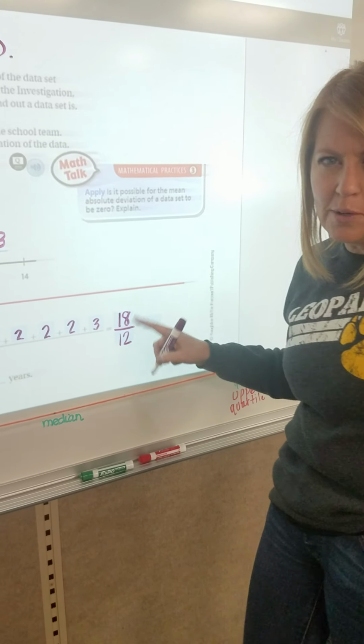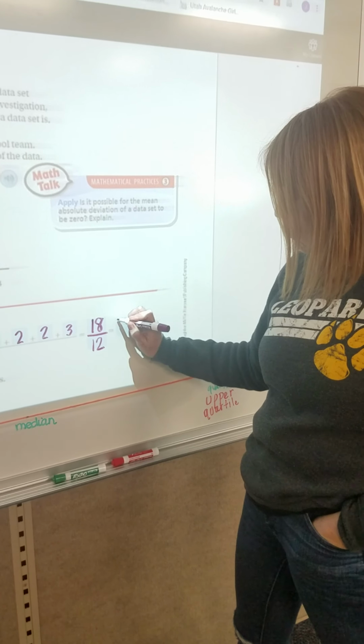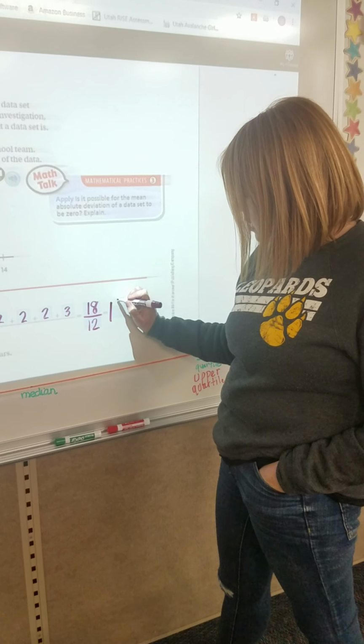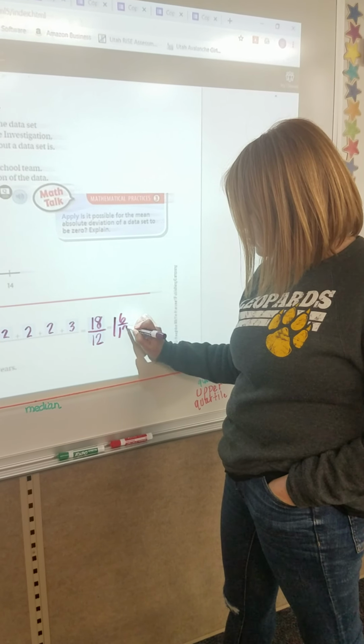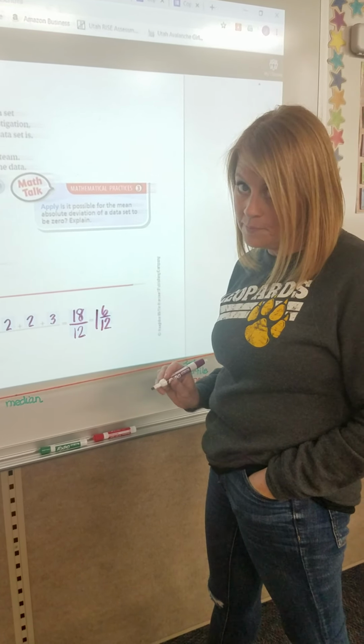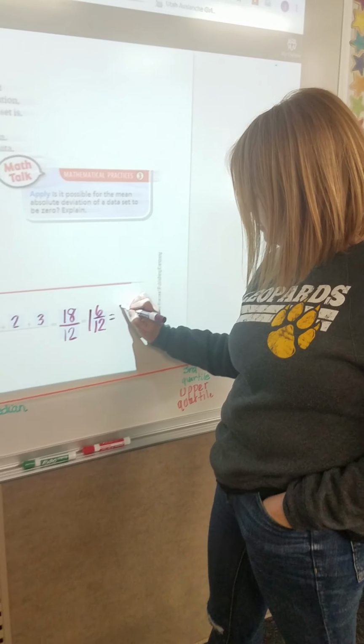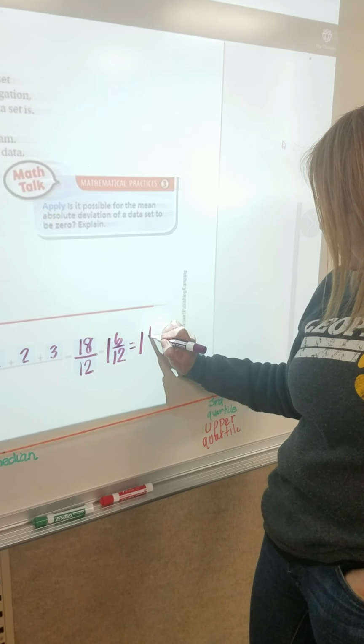18 twelfths, boys and girls, that's 1 with 6 pieces left over, and we needed 12 to make a whole, and 6 twelfths is the same as a half.